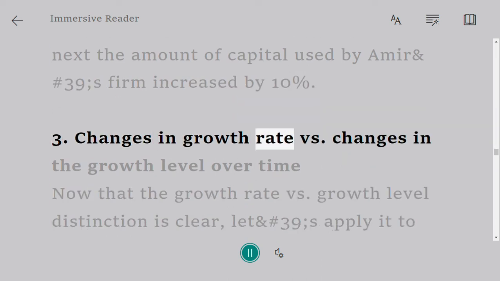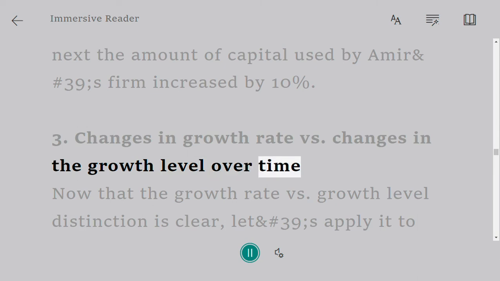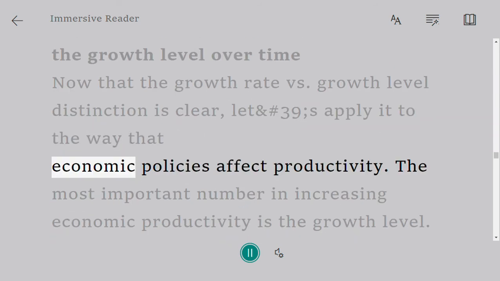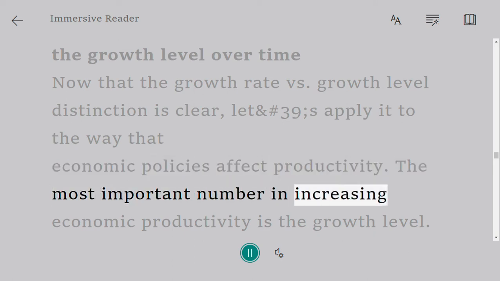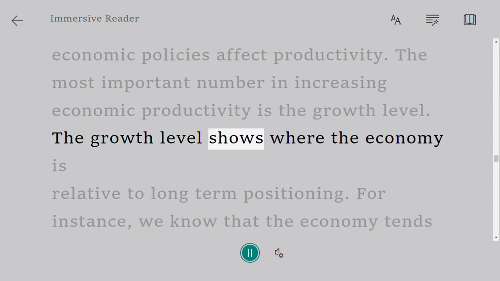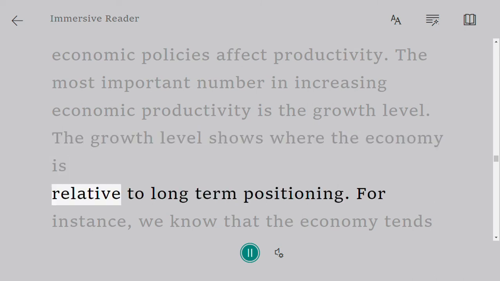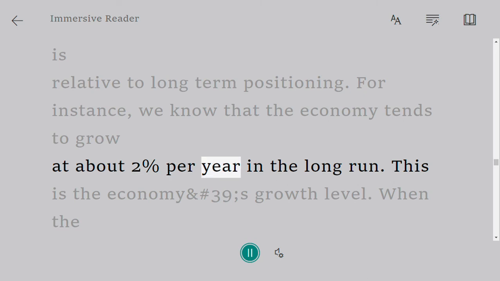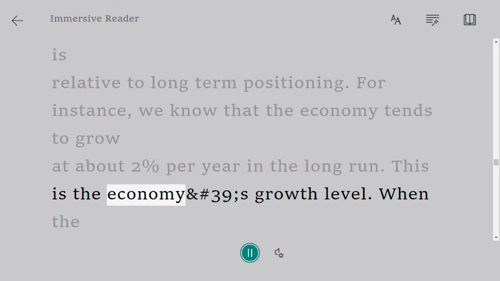3. Changes in growth rate versus changes in the growth level over time. Now that the growth rate versus growth level distinction is clear, let's apply it to the way that economic policies affect productivity. The most important number in increasing economic productivity is the growth level. The growth level shows where the economy is relative to long-term positioning. For instance, we know that the economy tends to grow at about 2% per year in the long run. This is the economy's growth level.